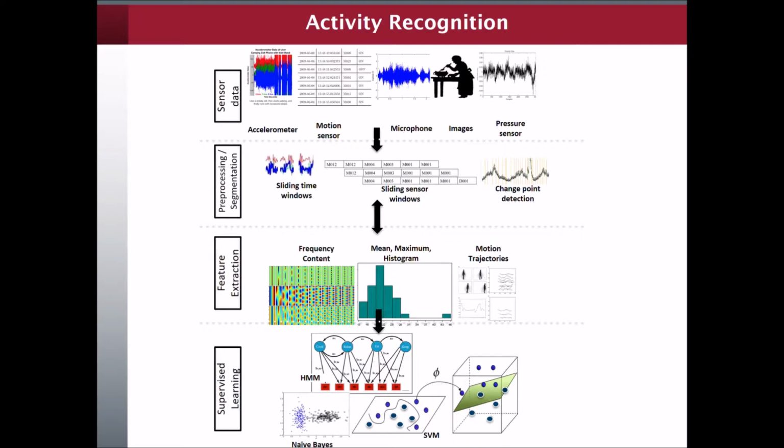Once the data is cleaned and broken into individual windows, we then extract a vector of features like we described in the previous video. Finally, we can apply almost any of the well-known machine learning-based supervised learning algorithms or classifiers to learn a mapping from the feature vector to an activity label.